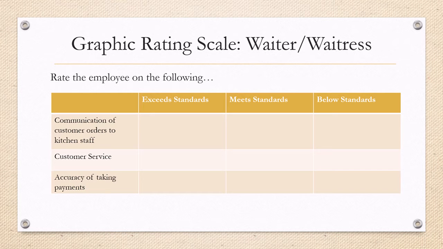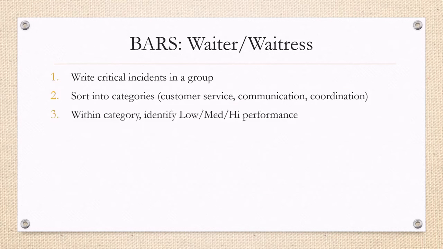If we think about the job of waiter or waitress, we could have a graphic rating scale that has something like this. Rate the employee on the following. And I've just taken a few of those components from the job task descriptions: communication of customer orders to kitchen staff, customer service, and accuracy of taking payments.